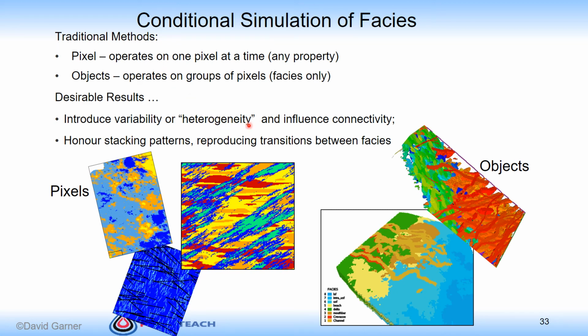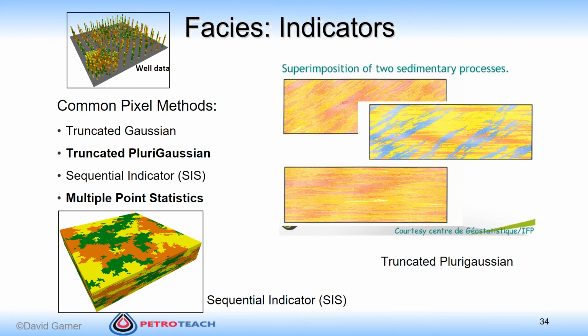And so we're really after that architecture, the heterogeneity at the facies level, and this really does influence connectivity and flow in our models, and what our producible pay volume is. So we want to honor stacking patterns and reproduce transitions between facies. So here, objects are very appealing because in very sparse well cases, you can embed some connectivity concepts. And with pixels, there's a lot more control now in getting these shapes.